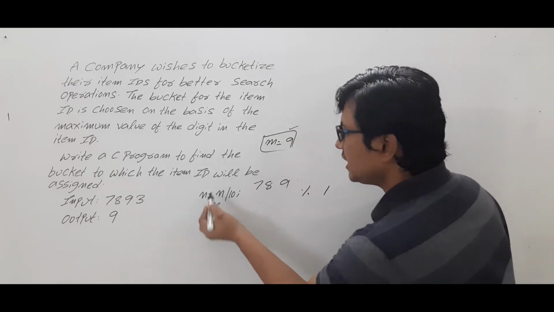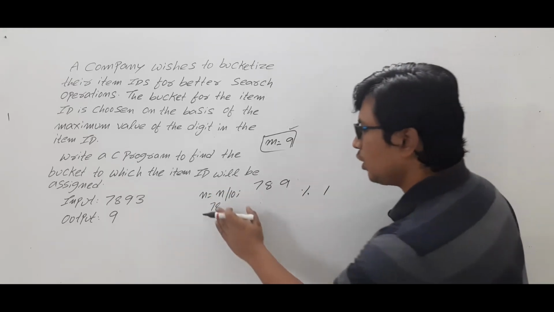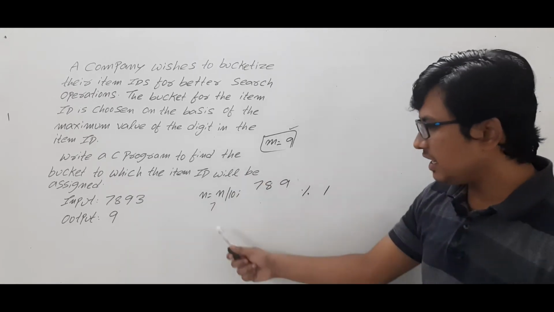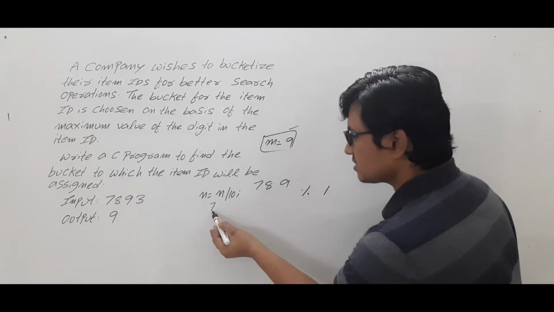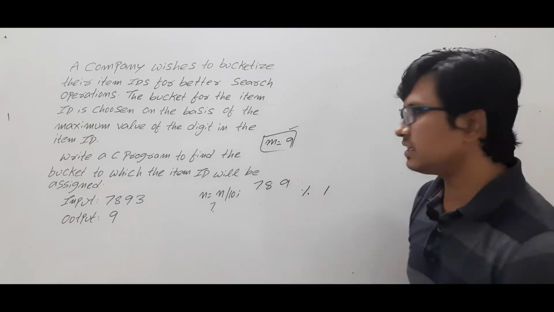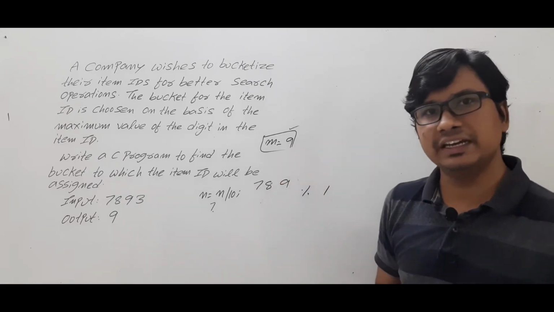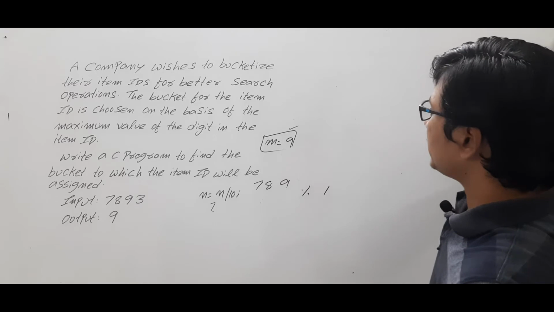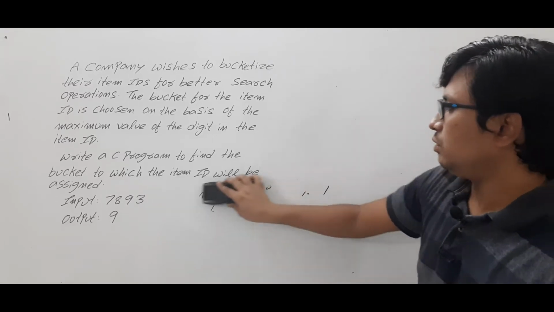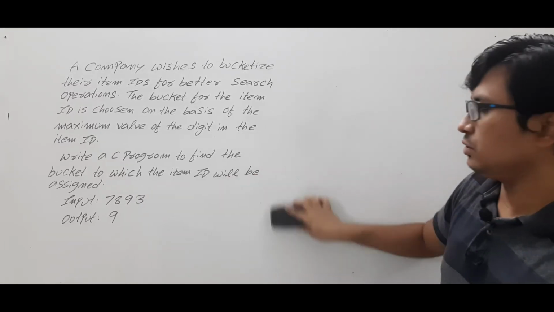Then what I will do? Again, I will apply the division. Now I will get 7. Again, I will apply the modulus. I will get 7. 7 and 9, what will I get? 9 as the maximum. So I will display 9 as the maximum digit. So I hope you have understood what is the logic I need to apply to solve this question.